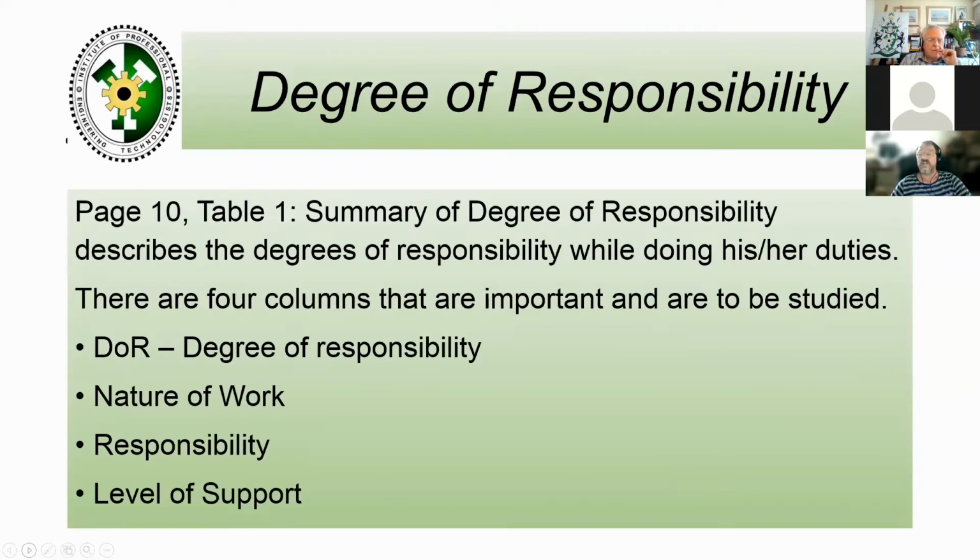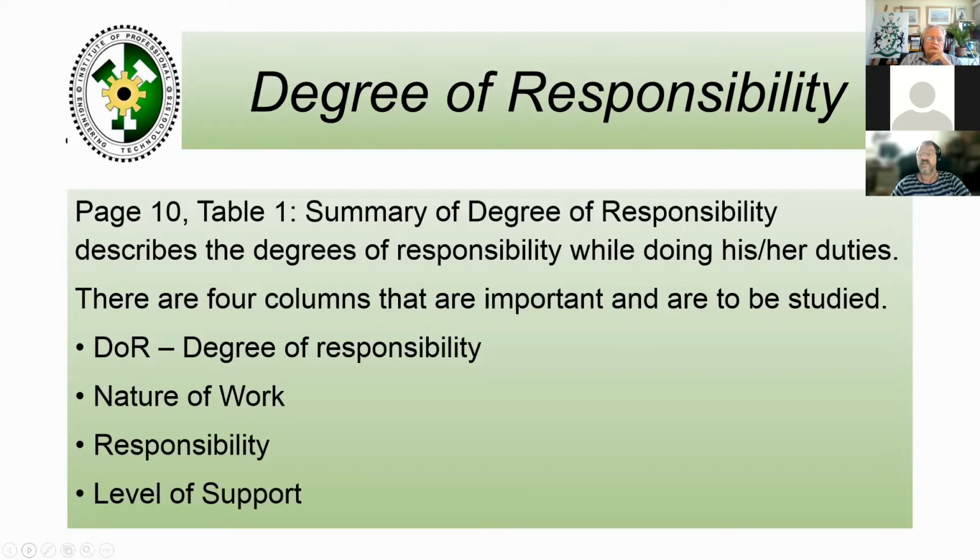Now, there are certain degrees of responsibility before you can even start on your registration. On page 10, Table 1, the summary of degrees of responsibility, in your R02, STA, PE, PT, PCE, PN document, describes the degrees of responsibility while doing his or her duties.